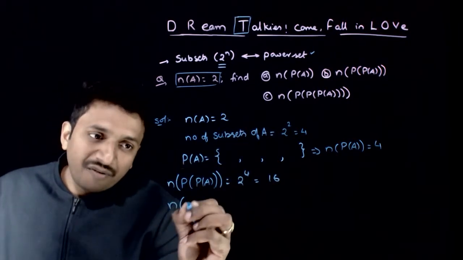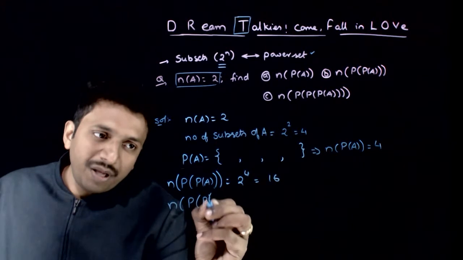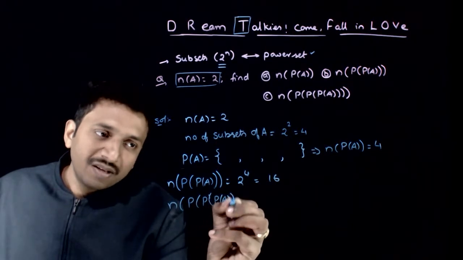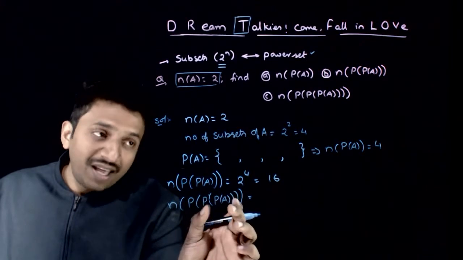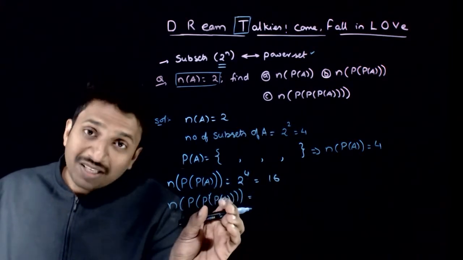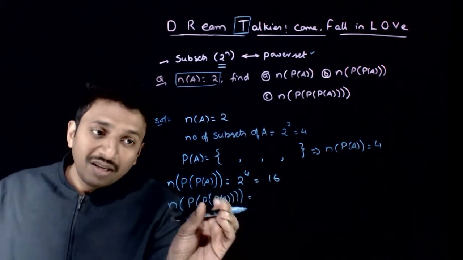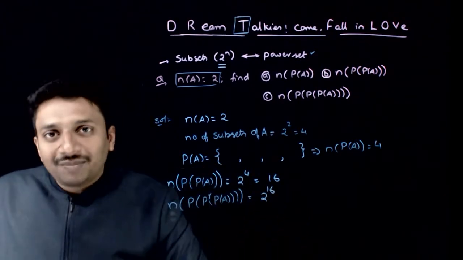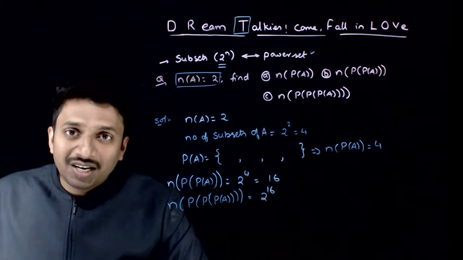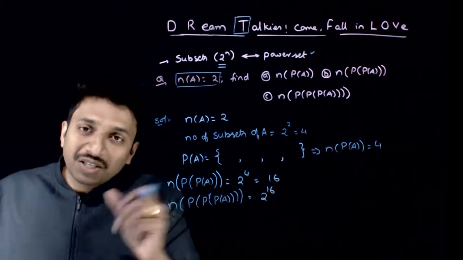Now what is the number of elements of P of P of A? You have once again powered this. So P of P of A has 16 elements. So how many subsets does this have? 2 power 16. So the power set of this contains 2 power 16 elements. I hope you have understood this.